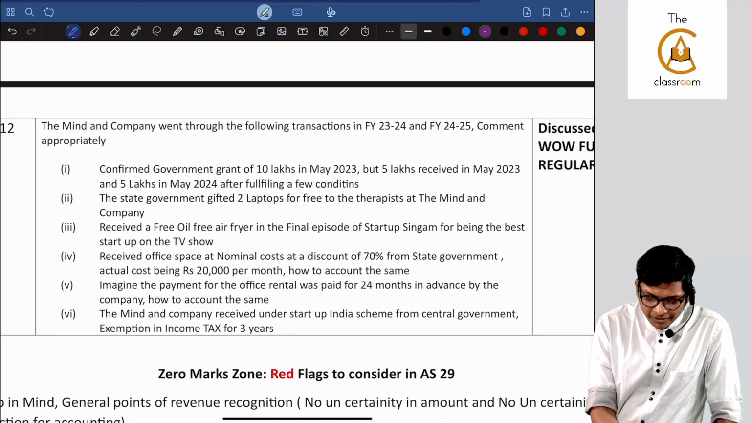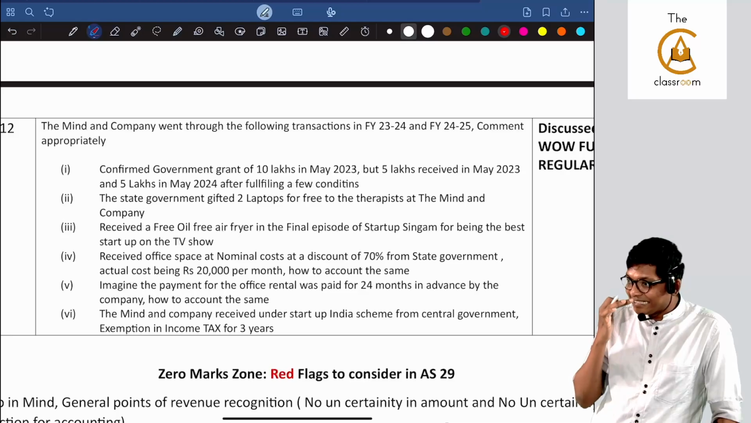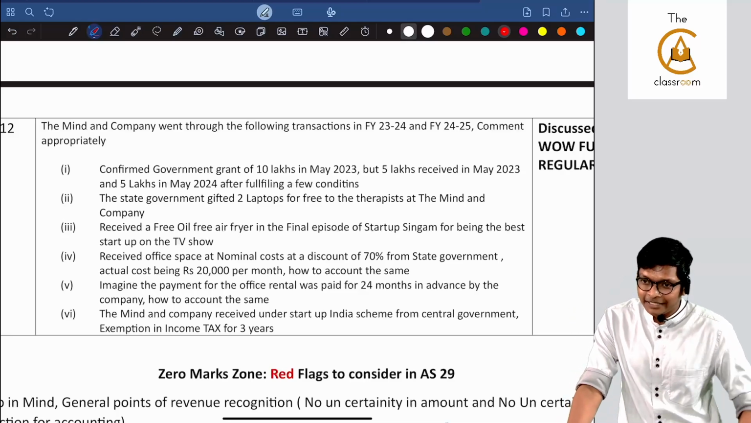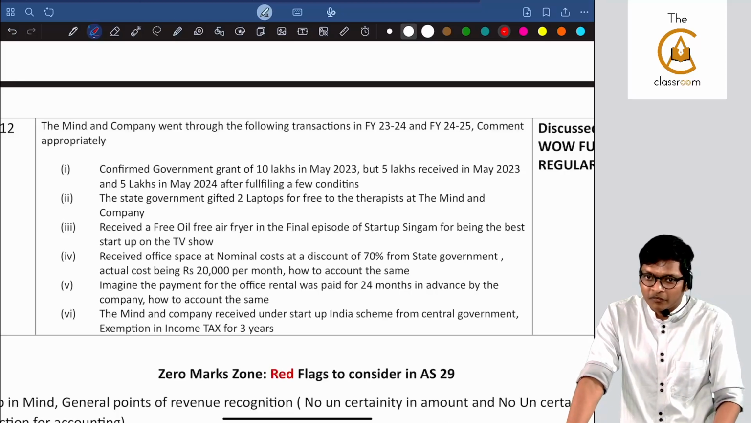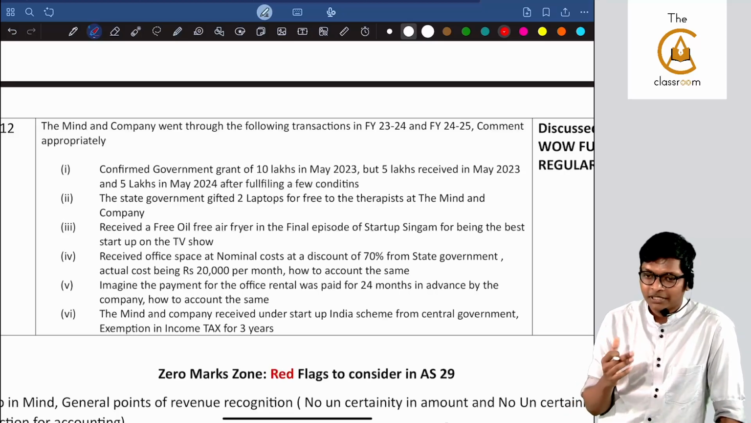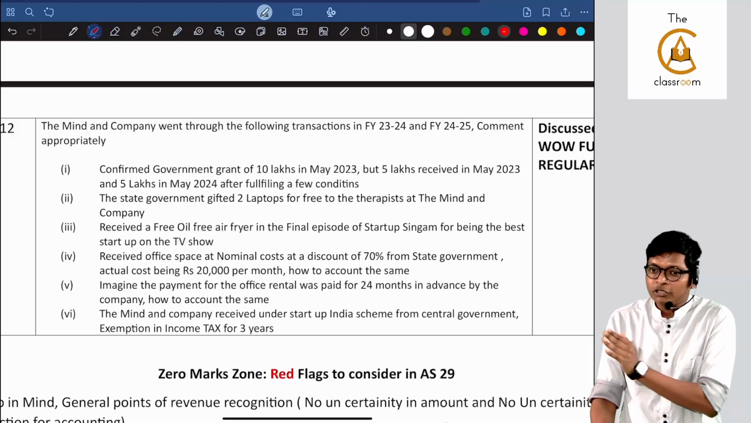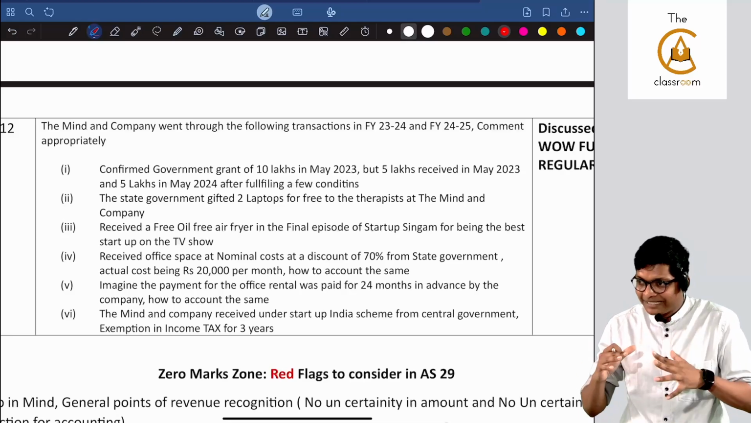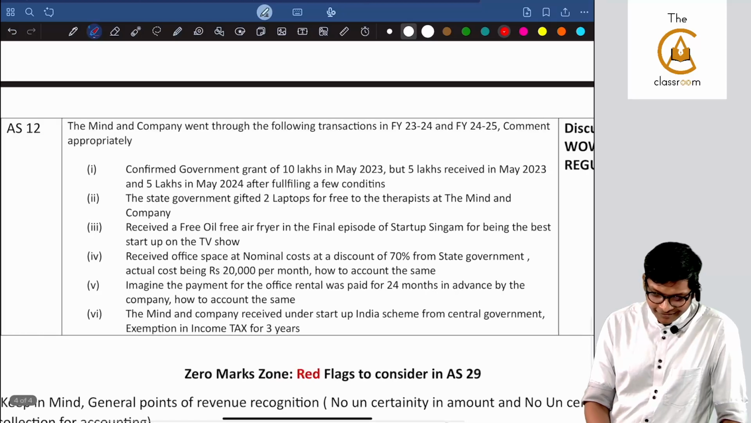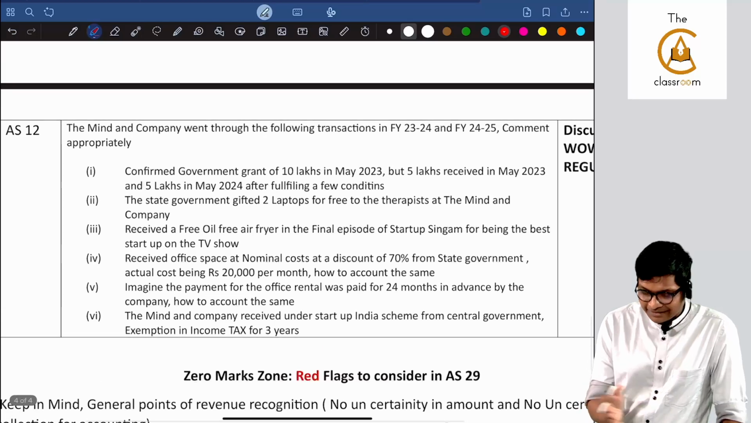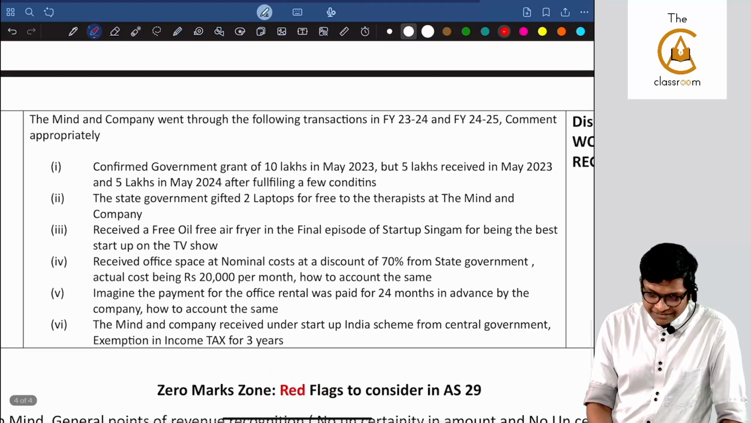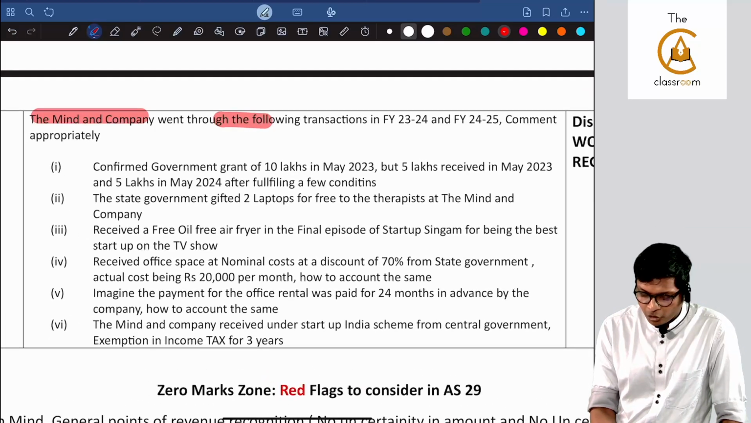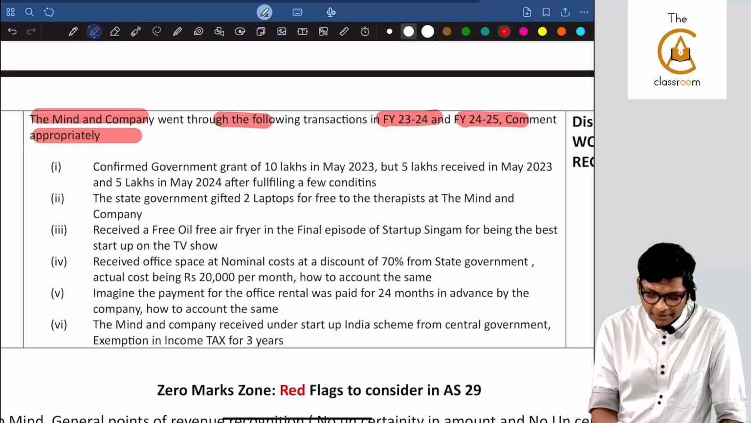This standard, whenever I teach, is pretty special for me, because all these years I have been teaching AS12 only, but in 2023 I was on the other side, receiving a government grant of 10 lakhs from the Tamil Nadu government. So I have gone through the whole process of application and all. We received the grant, money came, money is spent also, over. I don't want to waste time taking the website and showing you all of that, but let's say Mind and Company went through the following transactions in 23-24. Comment appropriately.